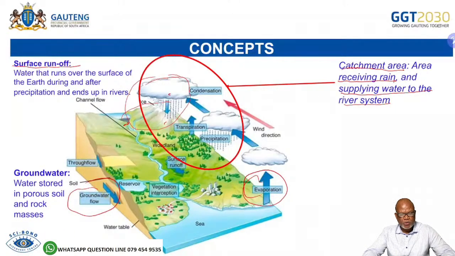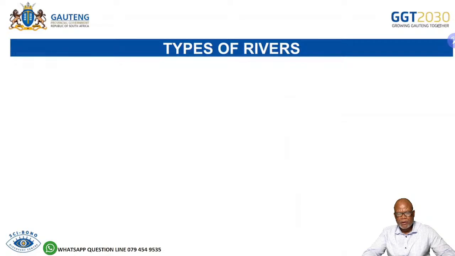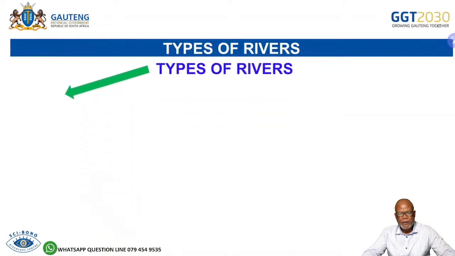And that's our groundwater. We said groundwater is water stored within the Earth's surface. Now what do we have there? We have what we call types of rivers. Now we have different types of rivers. One type of river is what we call a permanent river.